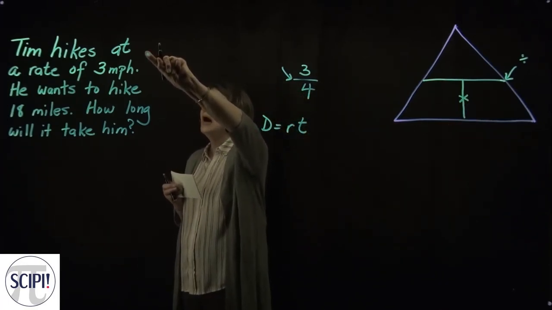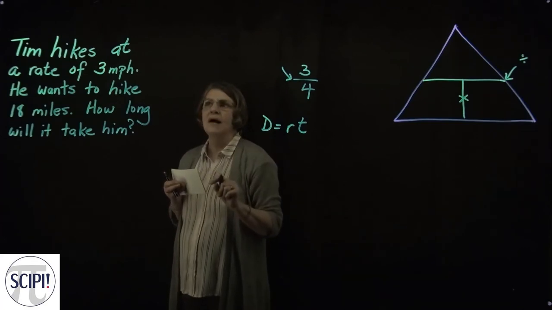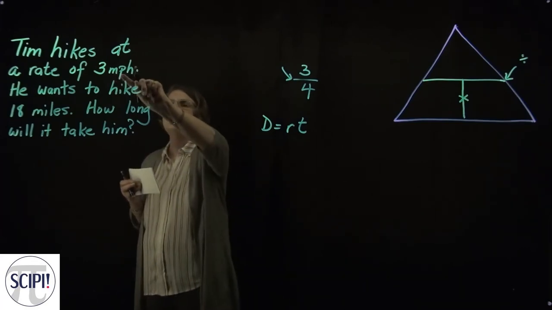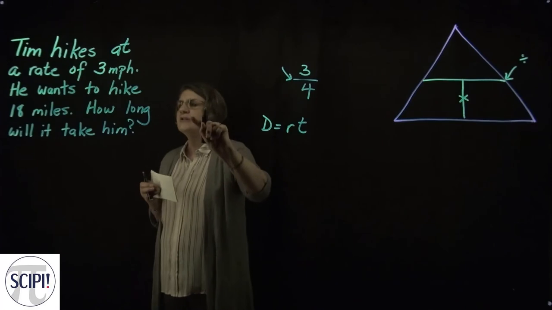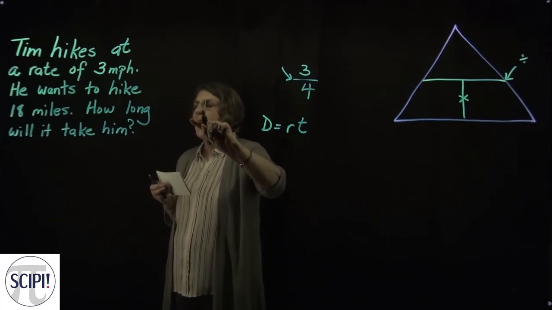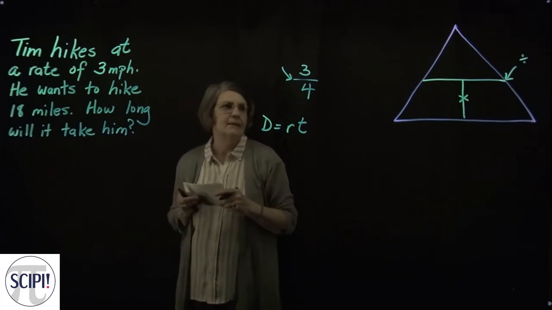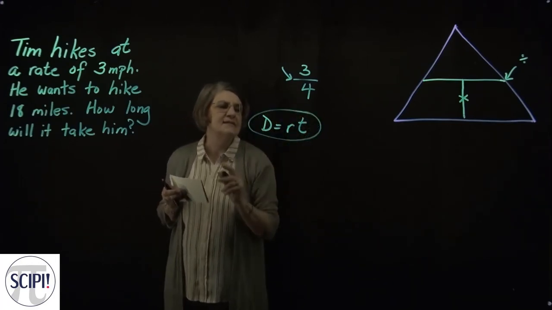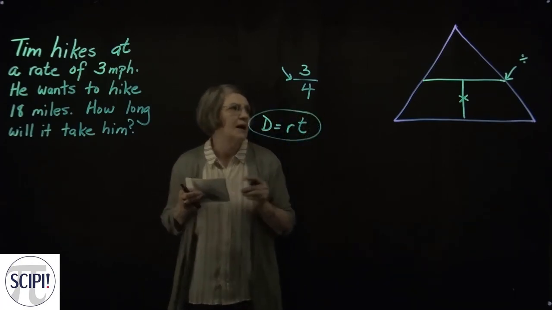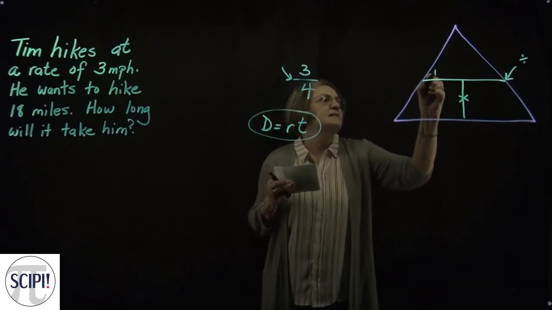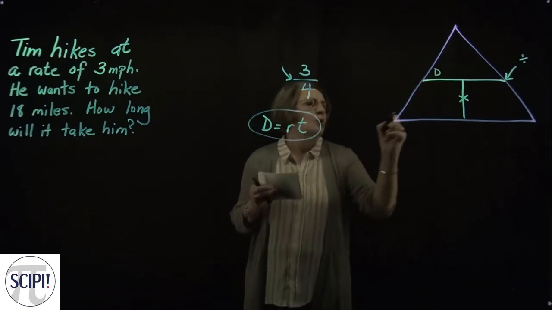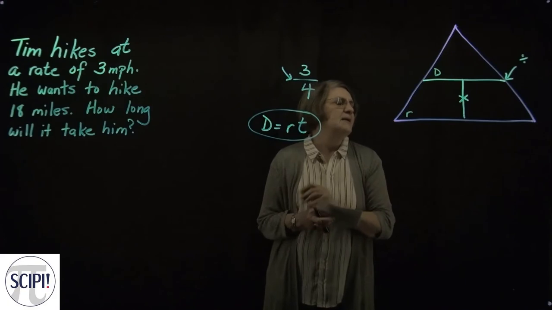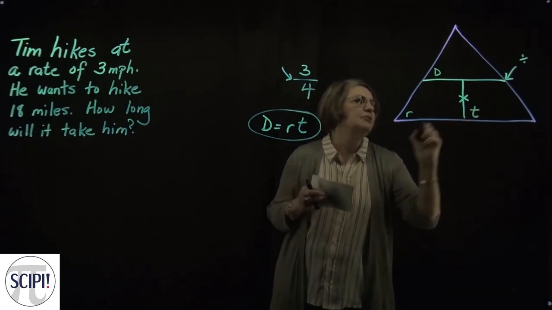It says Tim hikes at a rate of 3 miles per hour. That's what MPH means. He wants to hike 18 miles. How long will it take him? All right, we are going to use this formula right here. Distance equals rate times time. So we know that distance is going to go up here, rate is going to go down here, and time is going to go there.